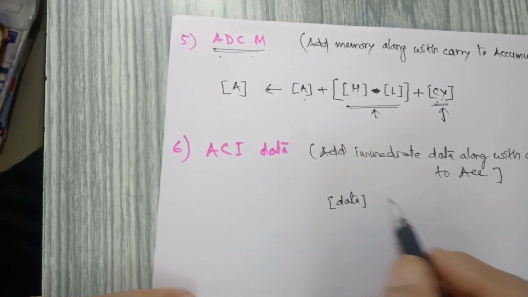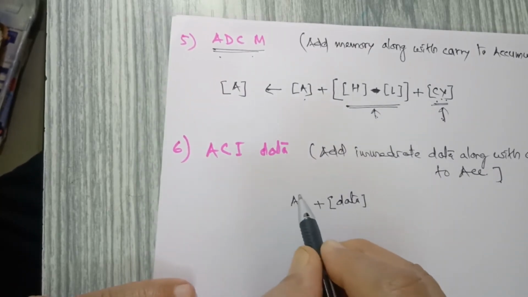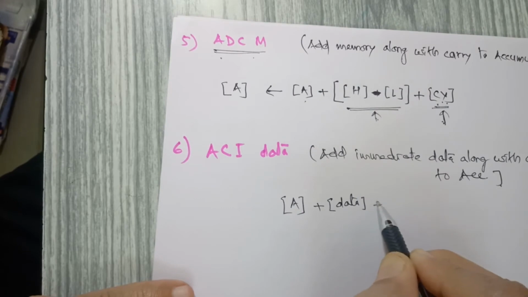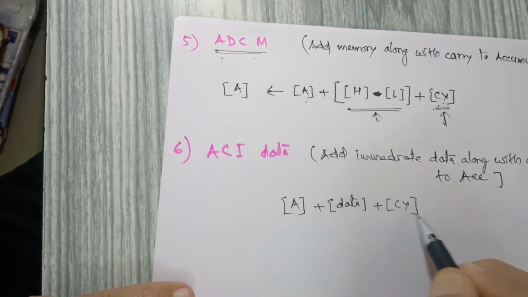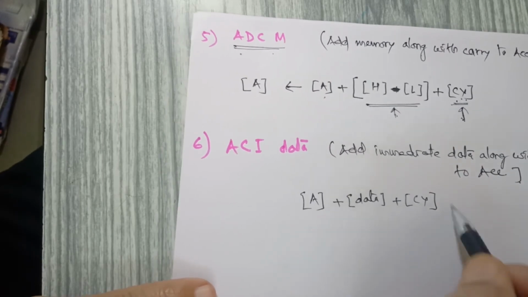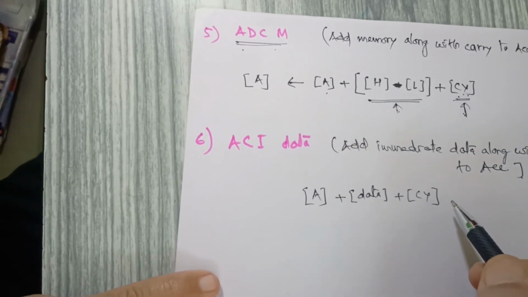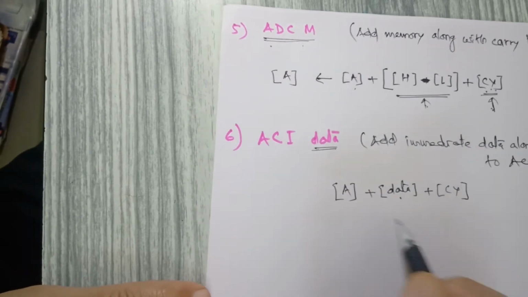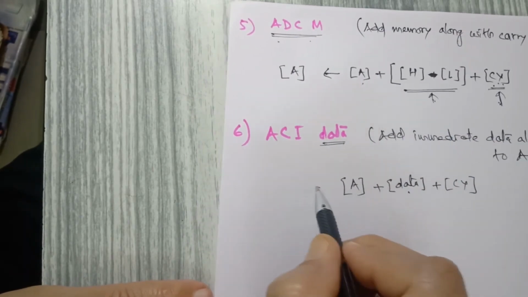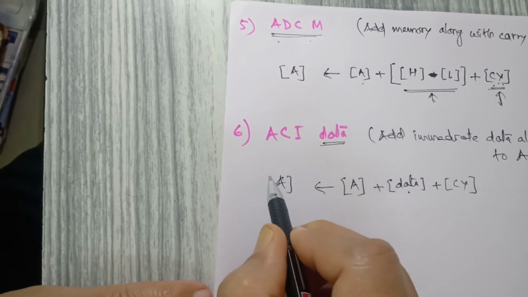You can add your number to the accumulator, and if it is an instruction like this, along with the carry which has occurred in the previous operation. If carry occurred in the previous operation, that carry will be added to the immediate data, and that is added to the accumulator, and the sum is always placed into the accumulator.